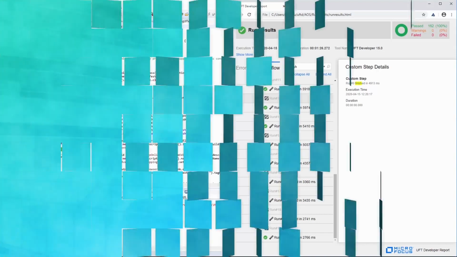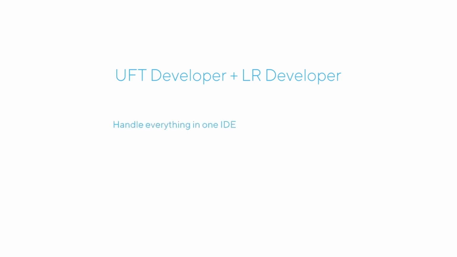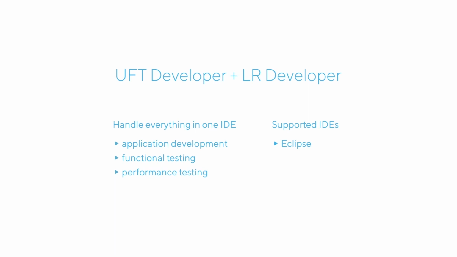The great advantage of shift-left testing with UFT Developer and LoadRunner Developer is that we can handle everything in one IDE: application development, functional testing, performance testing. For this demo, we used Eclipse as IDE, but UFT Developer also supports IntelliJ, Visual Studio, and many more. Now it's your turn to give it a try and start accelerating shift-left testing using LoadRunner Developer and UFT Developer.